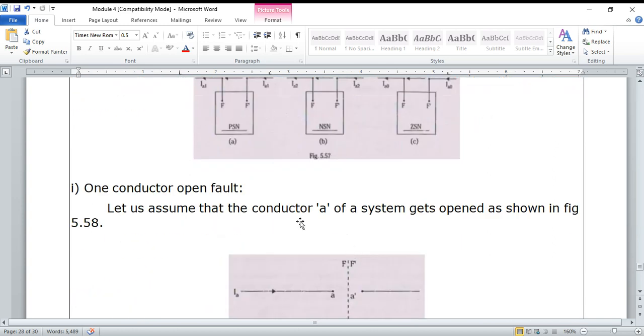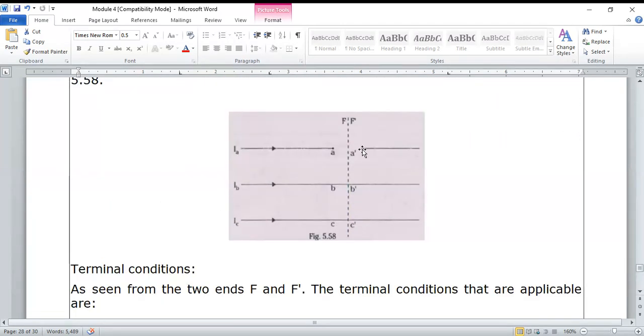Here let us assume that conductor A of a system gets opened, as shown in the figure. The same first diagram is represented here, where F and F dash is the fault point. As we know, one conductor is open. Conductor A is open here due to the fault at F and F dash on the power system, and IB and IC are intact. Here there exists a short circuit.